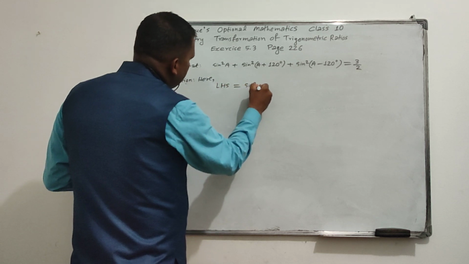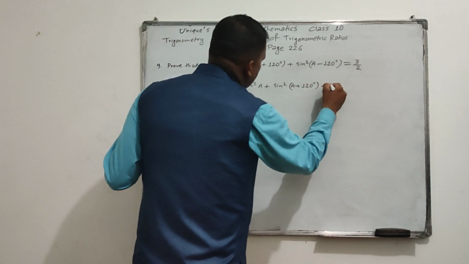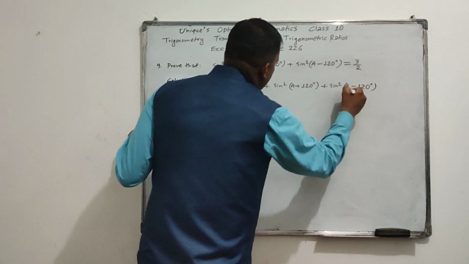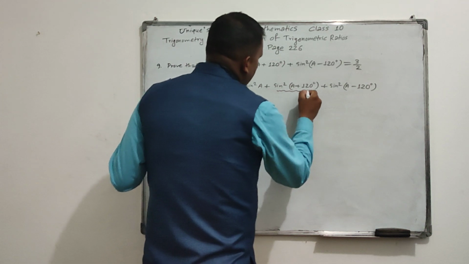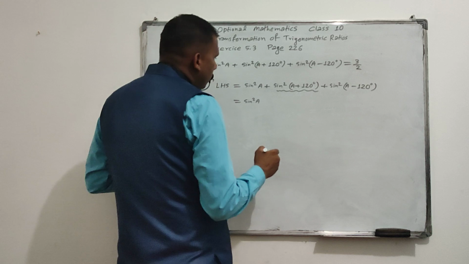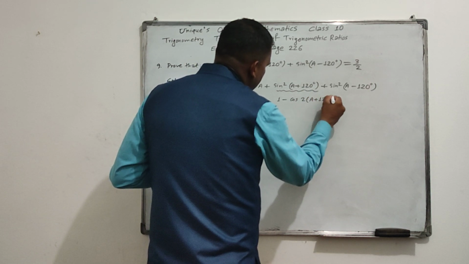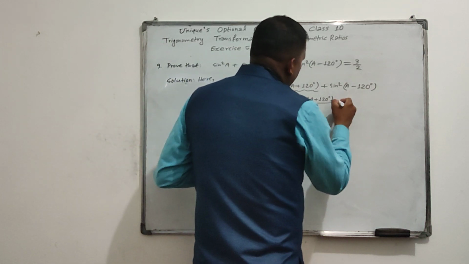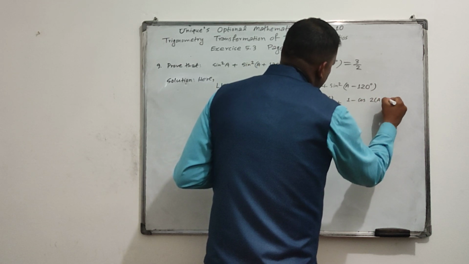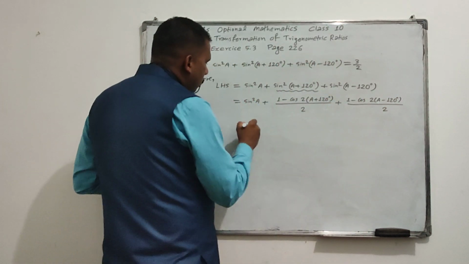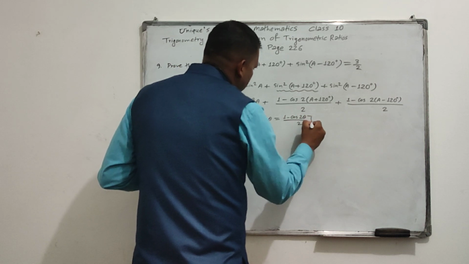Here LHS is equal to sin square a plus sin square (a plus 120 degree) plus sin square (a minus 120 degree). Now this is equal to sin square a. Now we are using the formula for sin square theta equal to (1 minus cos 2 theta) all upon 2. So (1 minus cos 2 times of (a plus 120)) all upon 2, here also same, plus (1 minus cos 2 times of (a minus 120 degree)) all upon 2, because sin square theta equal to (1 minus cos 2 theta) all upon 2 by using this formula.